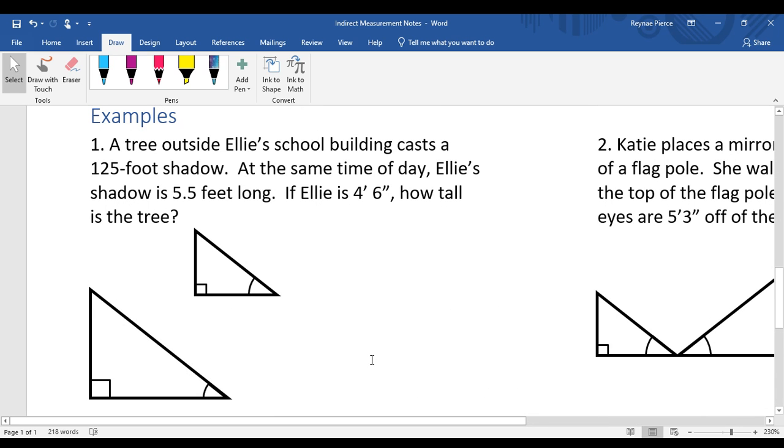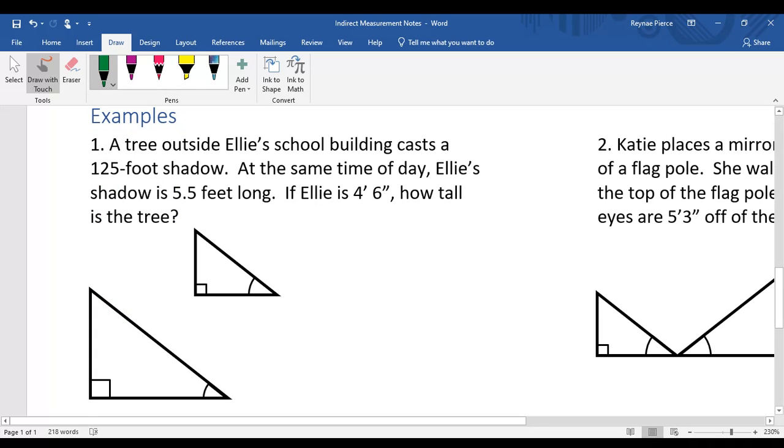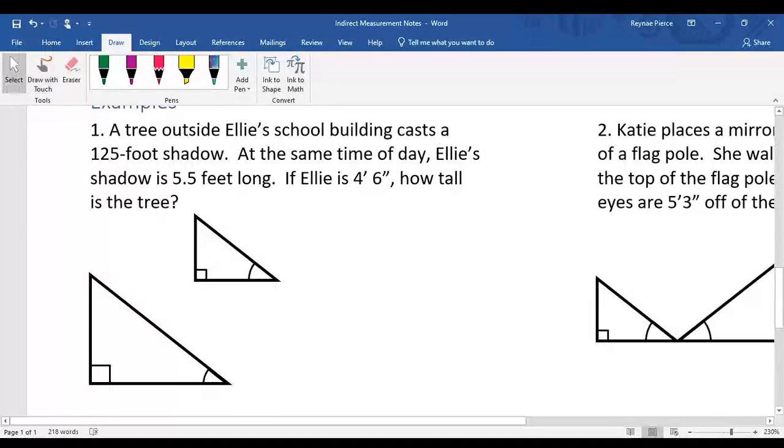At the very least, you need to draw these triangles. Okay, I'm gonna add some fun art to them, but you don't have to do that. Just like the trig problems, when we were doing the trig problems, you don't need to be extra. Okay. So example 1 here says a tree outside of Ellie's school building casts a 125-foot shadow.